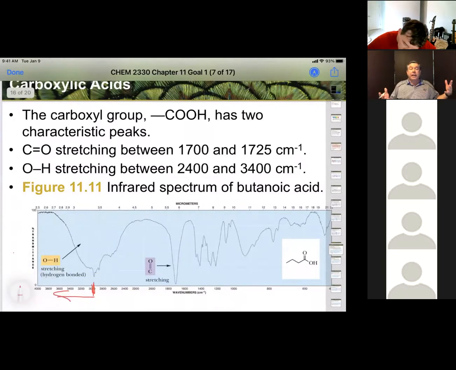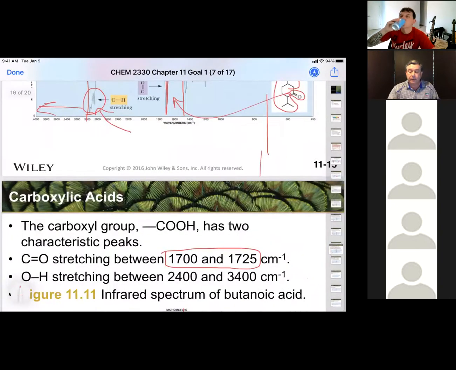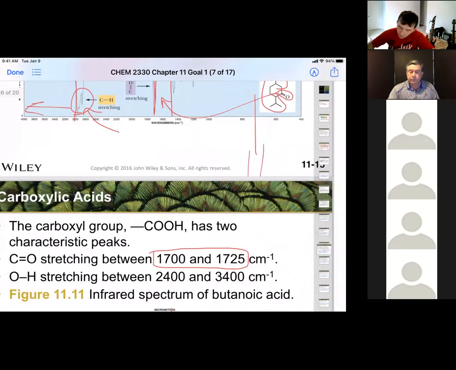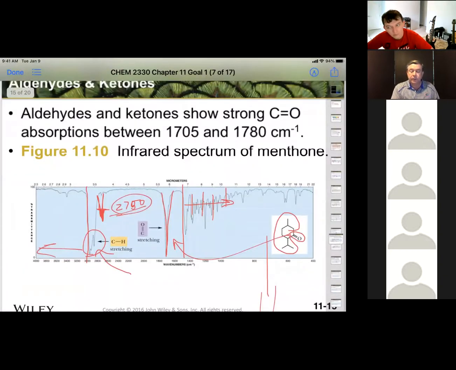The next thing we see above 1500 is a strong carbonyl group. And the strong carbonyl group is right around 1700, maybe a little higher as the carboxylic acid. So what we're going to see is that the carboxylic acid is lower than the aldehydes and ketones. The aldehydes and ketones were higher. Notice the aldehydes and ketones were 1700 to 1780. So they can be much higher.